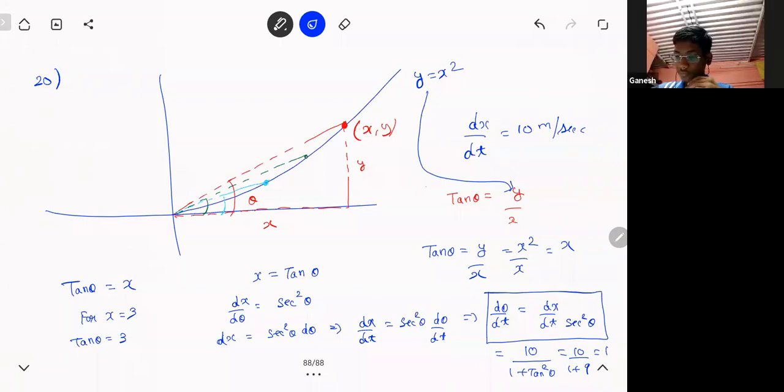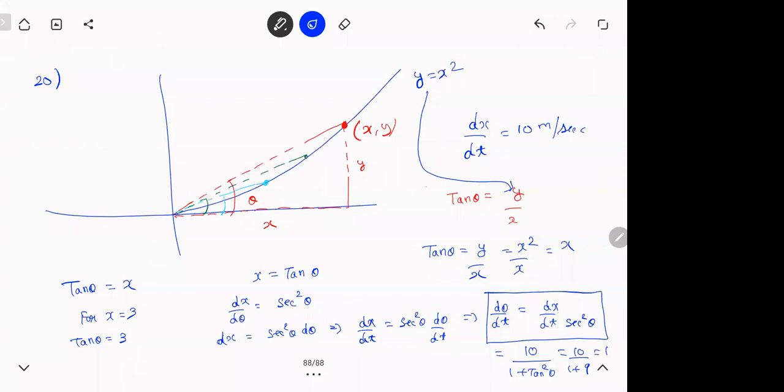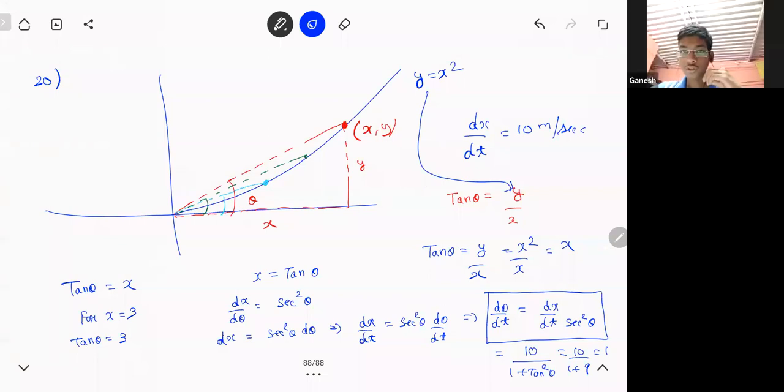Sir, what do you mean by angle of inclination? That theta I wrote, that's it. The angle made by that line with the origin.